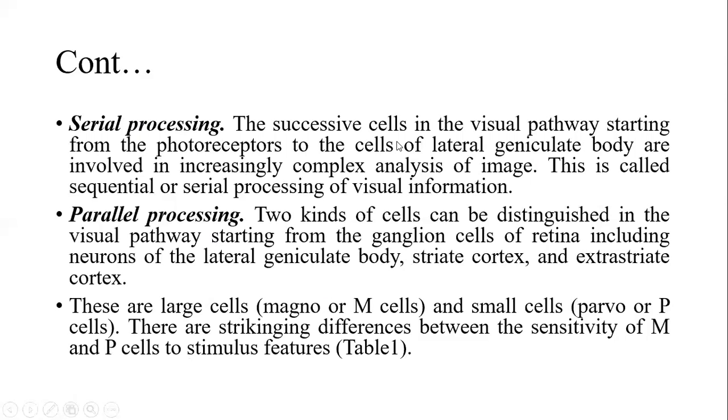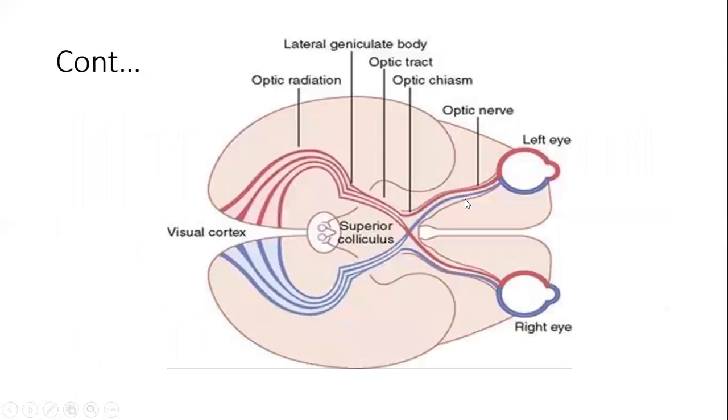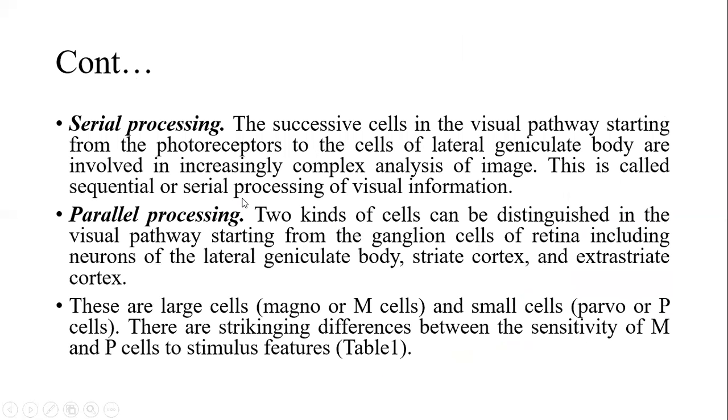Serial processing, what? The successive cells in the visual pathway stretching from the photoreceptors to the cells in the lateral geniculate body are involved in the increasingly complex analysis of the image. This is called the sequential or serial processing of the visual information. So the blue color one, they directly go to the brain through this pathway. This is the serial processing.